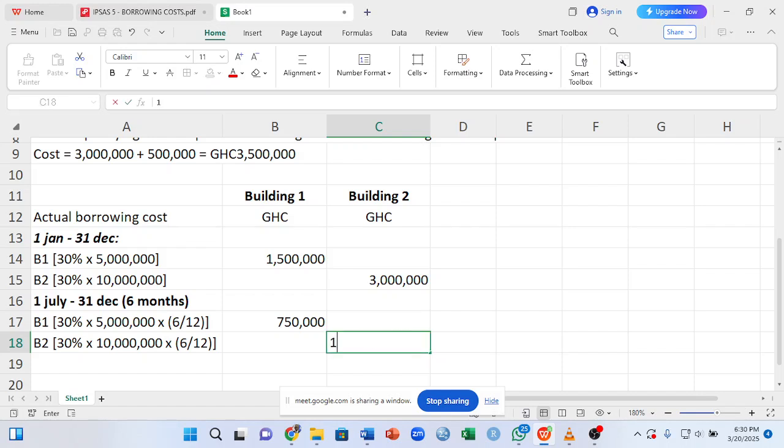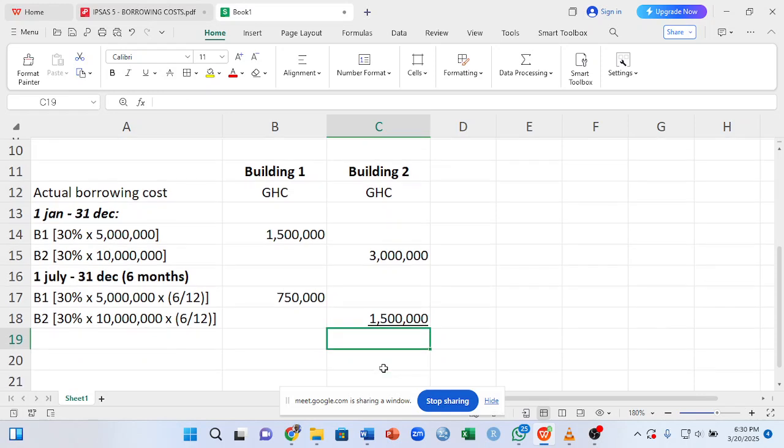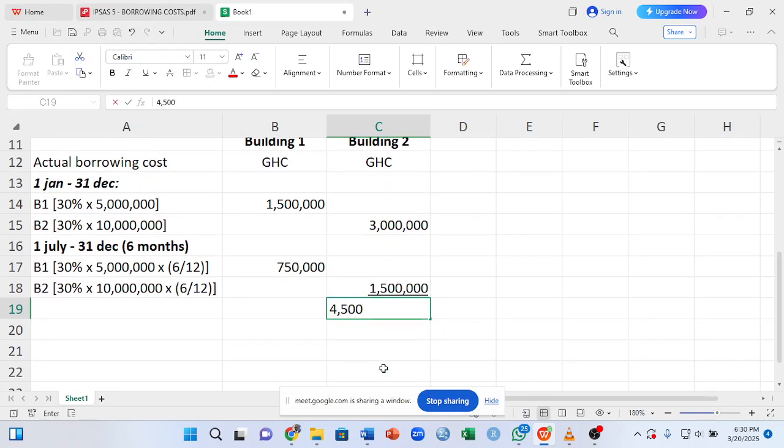1,500,000. 500,000. Okay. Then we sum the two together. Building 2: 4,500,000. And then what about building 1? That will be 2,250,000.